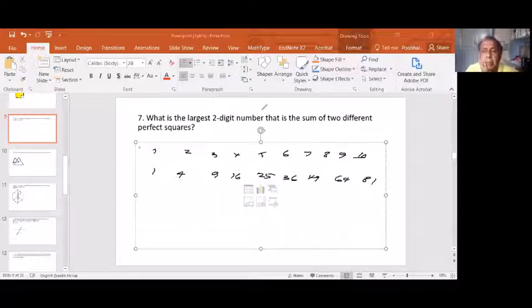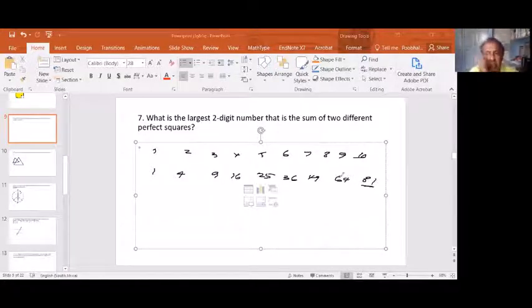Now, let's go look at it again. This is the sum of two different perfect squares. So I'm going to work the sum of two perfect squares, and I want to get the largest possible sum. Okay, so let's start with 81 and add it. 81 plus 64, I want it to be as large as possible. So let's take the largest of these things.